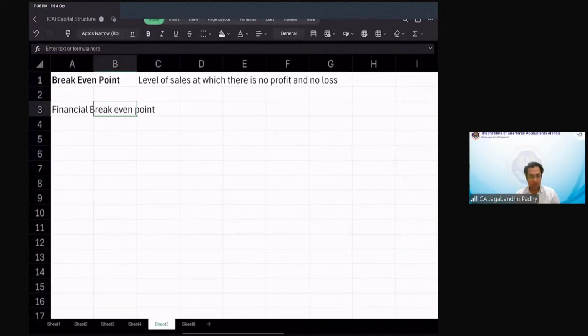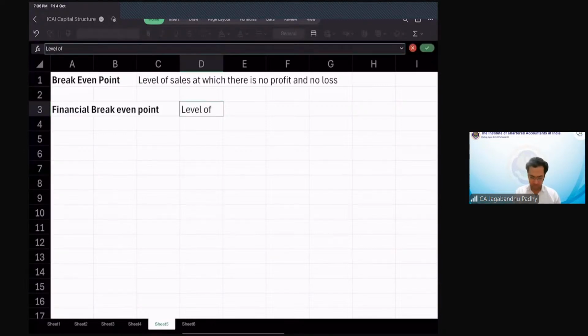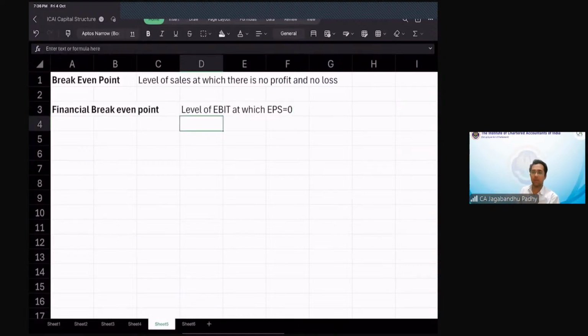Now we have to learn something called financial break-even point. Financial break-even point essentially starts from the EBIT. I mean, the financial statement with regards to the financing part starts with the EBIT. So we'll say it is the level of EBIT at which EPS is equal to 0. So financial break-even point is that level of EBIT at which EPS is 0.